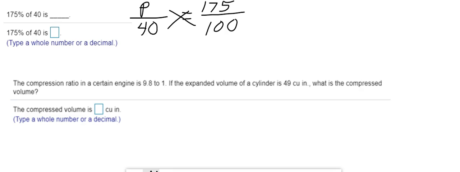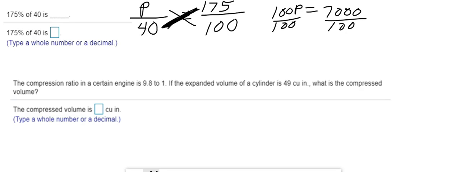So therefore, we're going to solve this proportion by cross multiplication. 100p equals 175 times 40. What my calculator tells me is 7,000. When I multiply these two together, I get 7,000. Then now I'm going to divide both sides by 100 to get my p by itself.